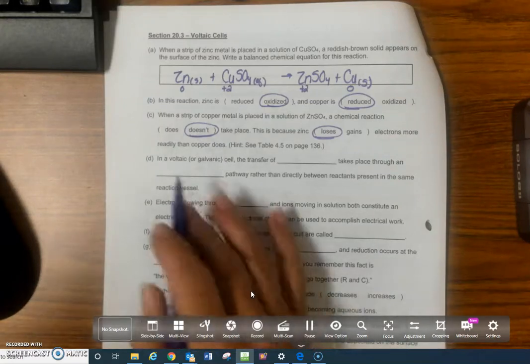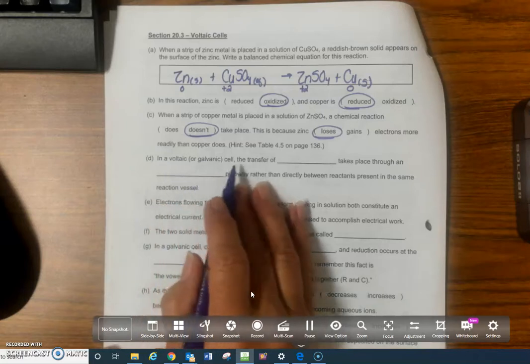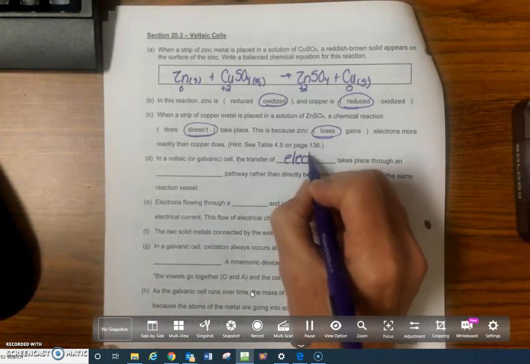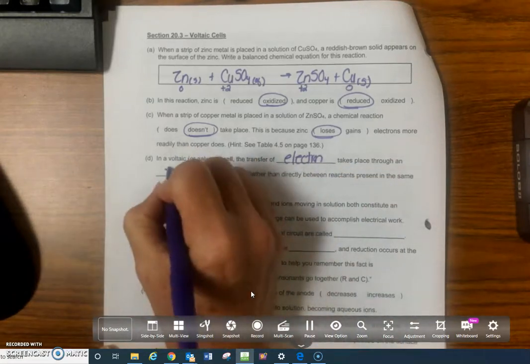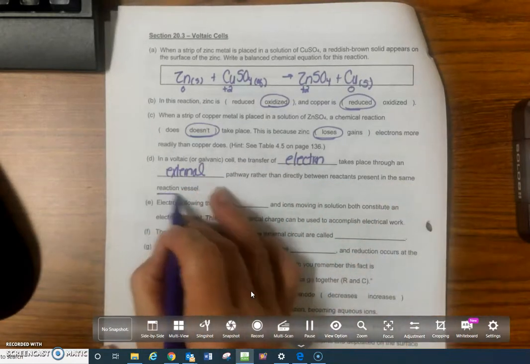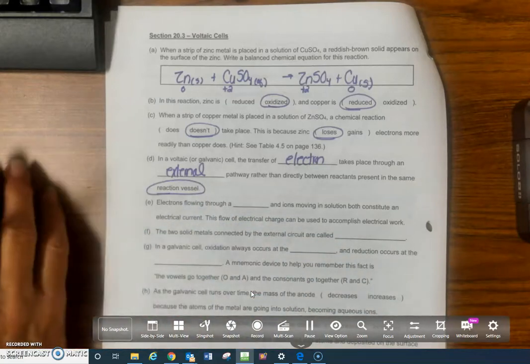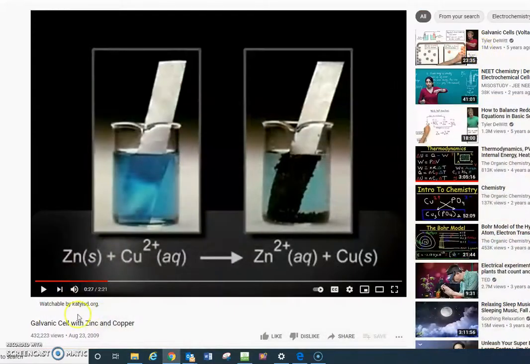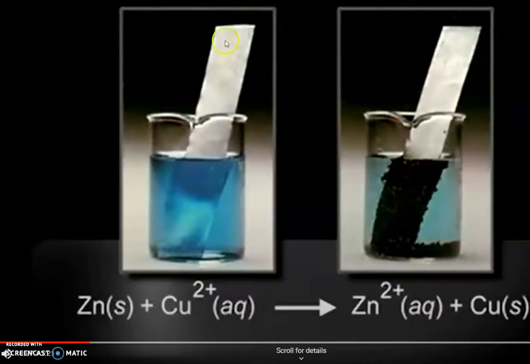Don't worry about the hints, we're going to talk about how we determine this numerically in a minute. Now, in a voltaic or galvanic cell, the transfer of electrons takes place through an external pathway rather than directly between reactants present in the same reaction vessel. So if we go back to our video, this is one reaction vessel and the electron transfer is occurring here. But what we're going to focus on now is, what if we create a system where the electrons are not flowing in the solution, they're actually being transferred externally. So let's look at this next.